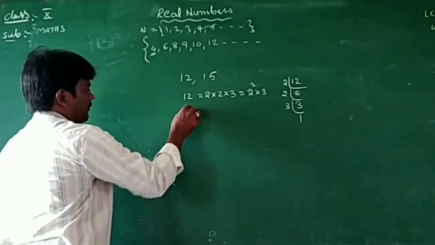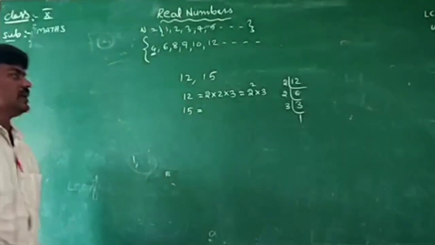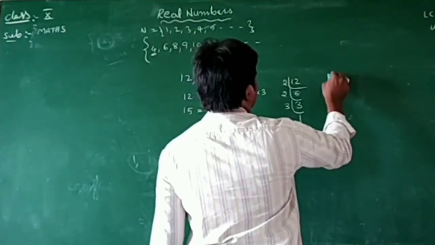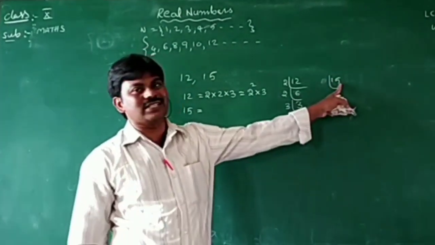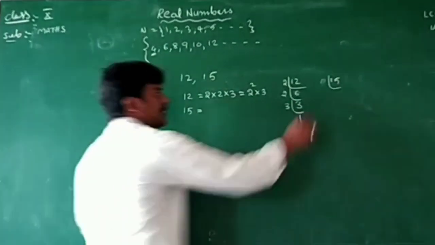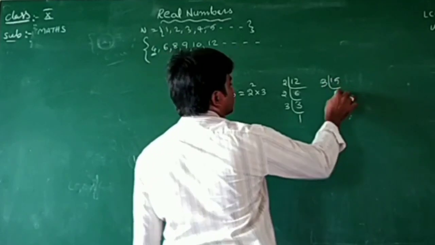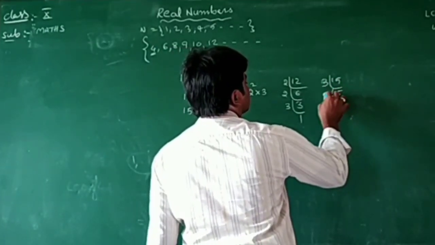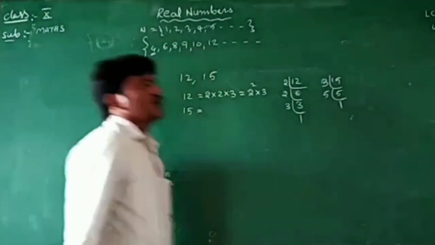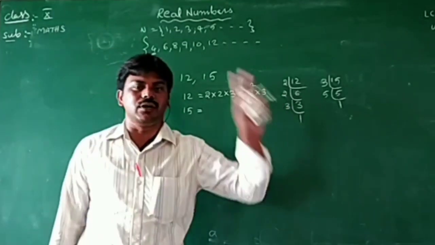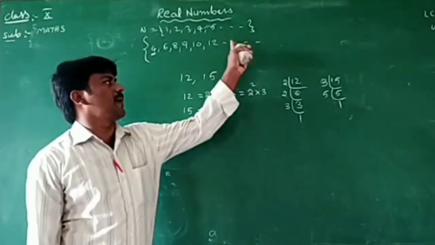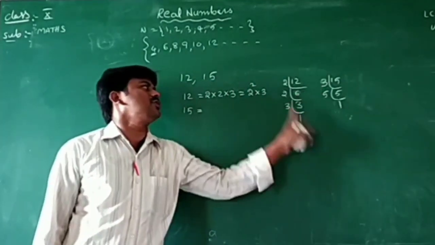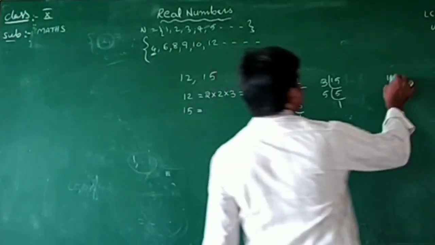Now like that, 15 can be written as follows. The least prime number is 2. 2 doesn't divide 15. Coming to the next prime number, 3. 3 divides 15, 5 times. So 5 divides 1, 1 time. So in this method we use only prime numbers. Keep in your mind, a very important point. In the prime factorization method, we should use only prime numbers. Suppose 12 is divided by 6.